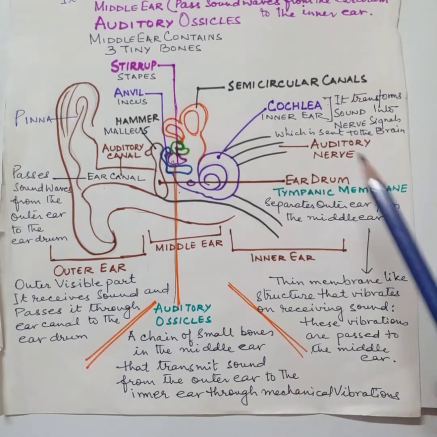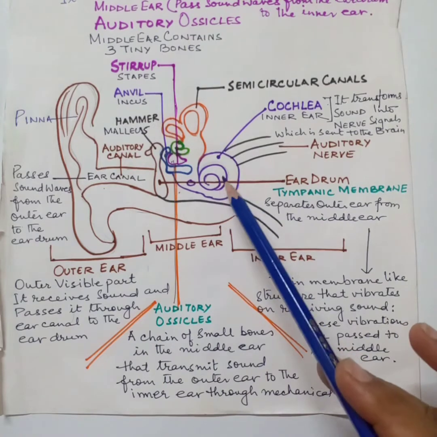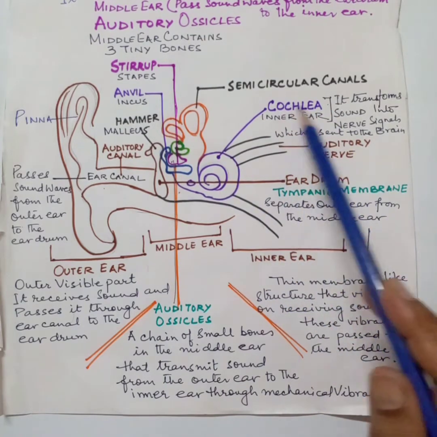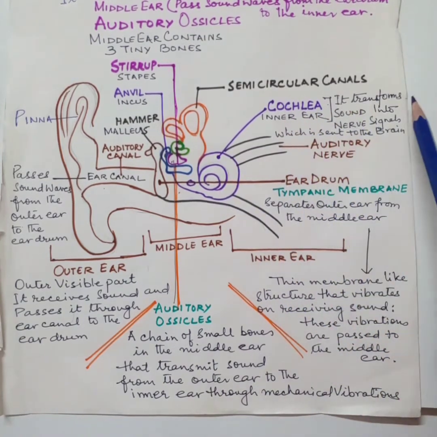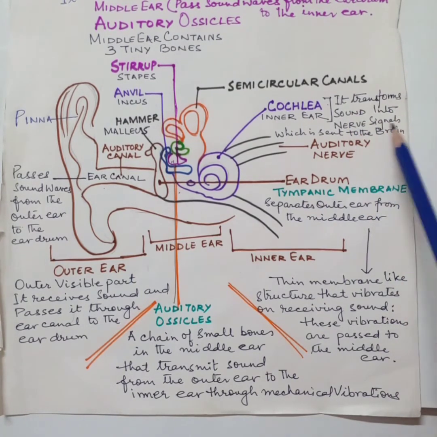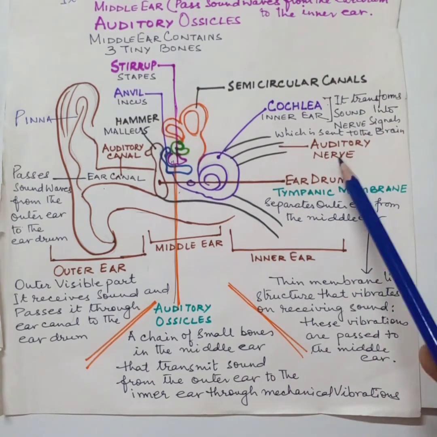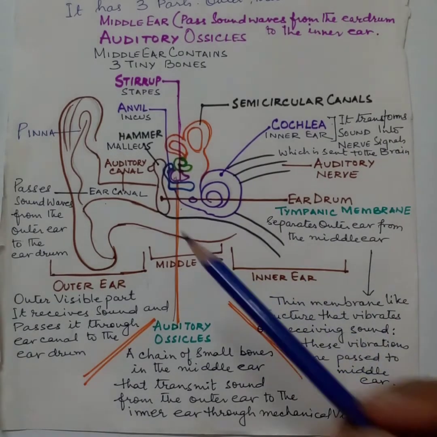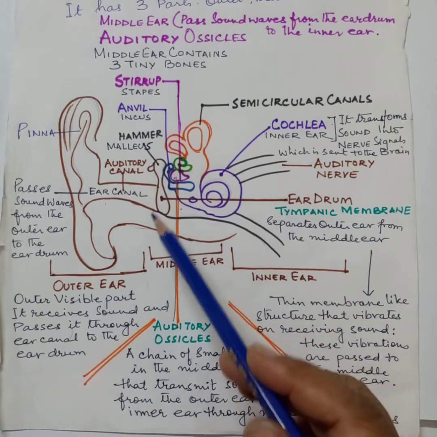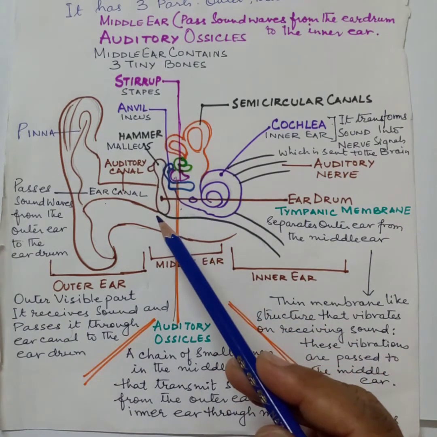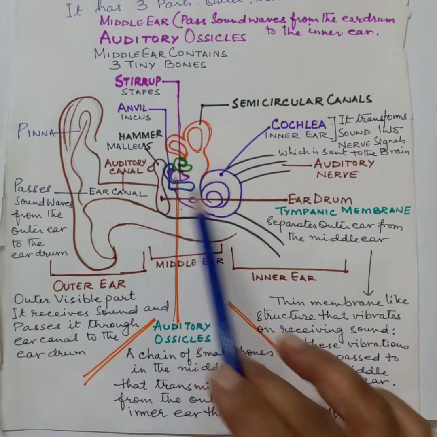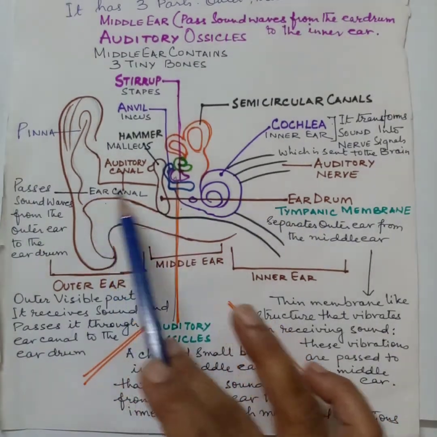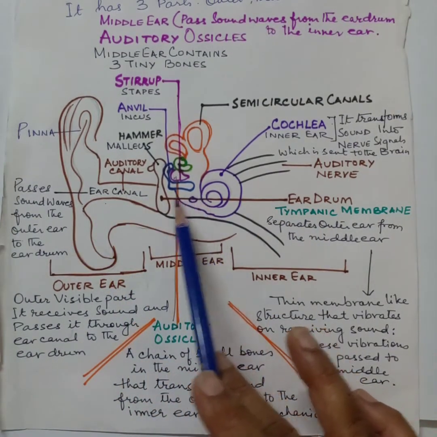Now, the inner ear, this is the inner ear, it has the cochlea. It transforms sound waves into nerve signals which are sent to the brain through this auditory nerve. This is the eardrum or the tympanic membrane. It separates the outer ear from the middle ear.